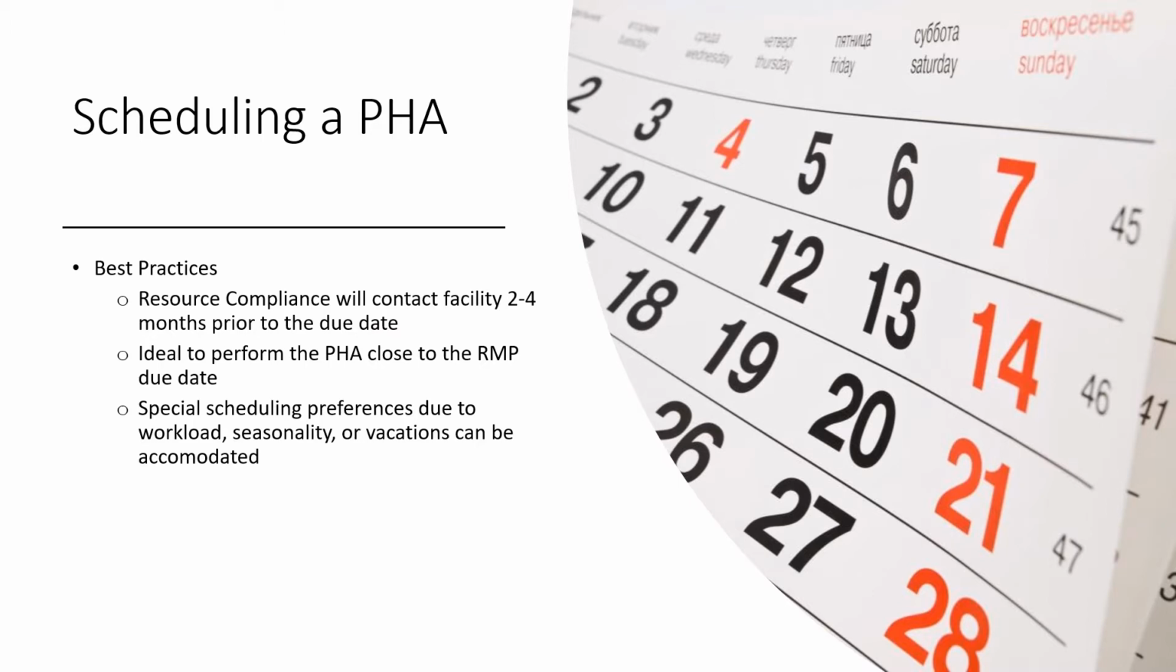Resource Compliance will contact the facility 2 to 4 months prior to the due date to schedule an opportune time to conduct the PHA. In general, we prefer to conduct the PHA close to the RMP submission due date so that the PHA and RMP due dates will remain on the same 5-year cycle. Special scheduling preferences due to workload, seasonality, or vacations can be accommodated when requested.